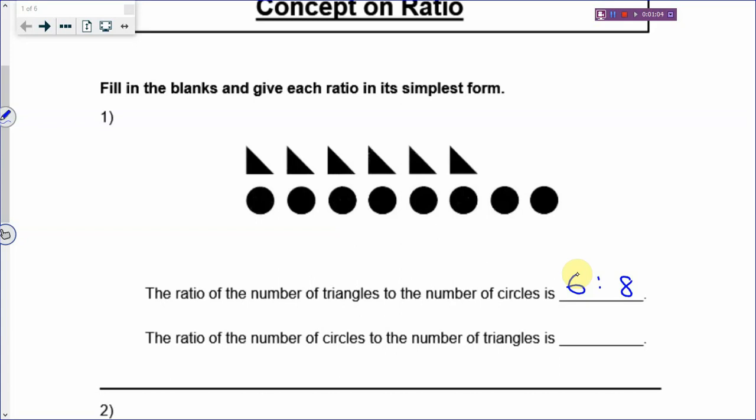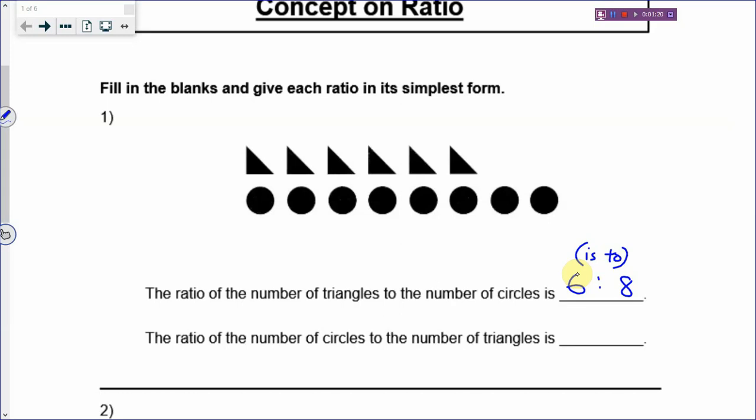So how do you read out this ratio? The 2 dots is read as "is to". When you are reading out the ratio, you will say 6 is to 8. Okay, so that is your ratio.